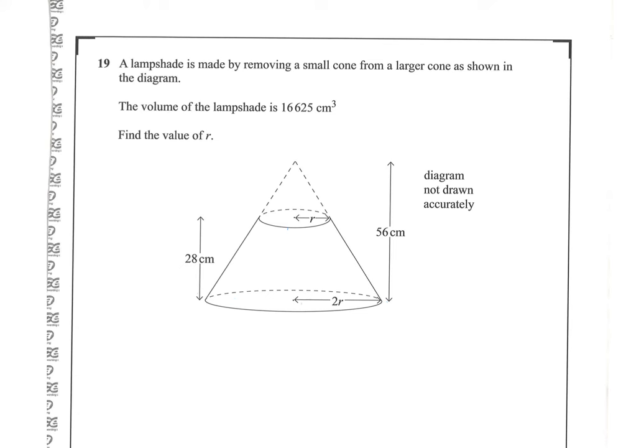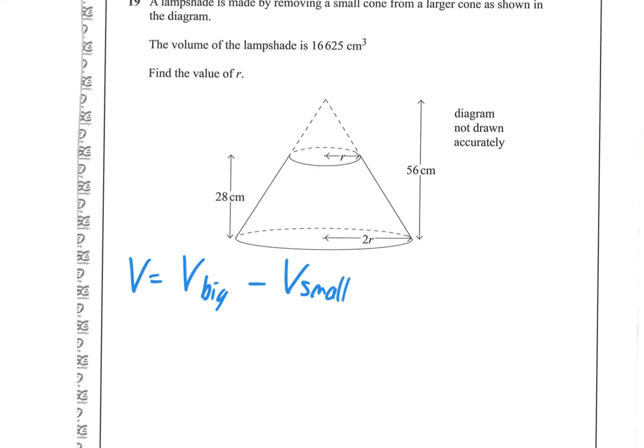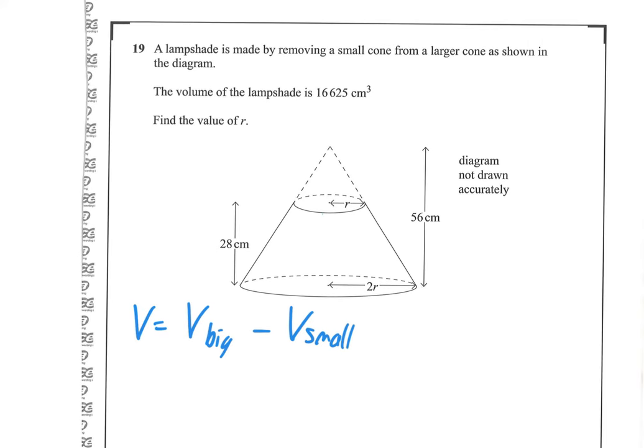So, the volume of a frustum is equal to the volume of the big cone minus the volume of the small cone. So we're told in this question that the volume is 16625, and the volume of the big cone, remember the formula for the volume of the cone, it is a third times pi times r squared times h.